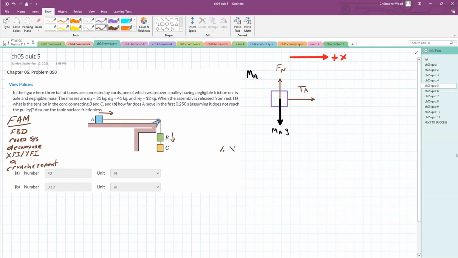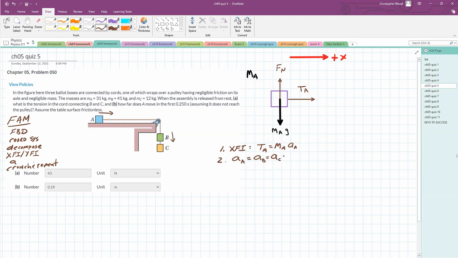Now I'm going to do an x force inventory. Here's my x force inventory. T_A, that's it. There's only one x dimension force acting on block A. T_A equals the mass of block A times the acceleration of block A. Number 2, say something about acceleration. The acceleration of block A is going to be equal to the acceleration of block B, and that's going to be equal to the acceleration of block C, because you see they're all connected, and I have to have the coordinate system set up the right way.